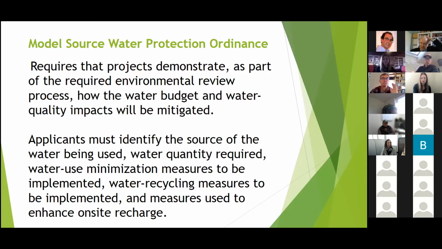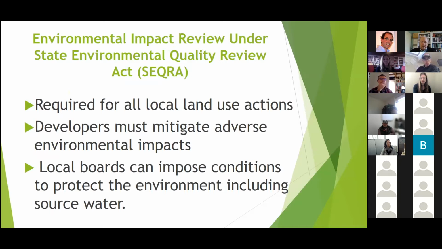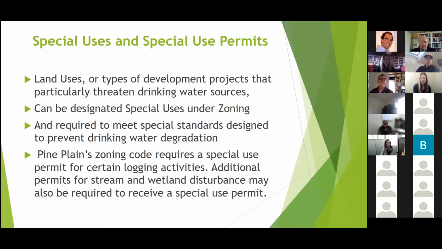Let me set the stage for what Russell's about to say. We haven't talked yet about special use permits, but certain types of land development can be called special uses, and they can be subject to special use permits. And that allows you to set up special standards designed to control those particular activities. So Pine Plains, for example, has a zoning code that requires a special use permit for certain logging activities and additional permits for stream and wetland disturbances.